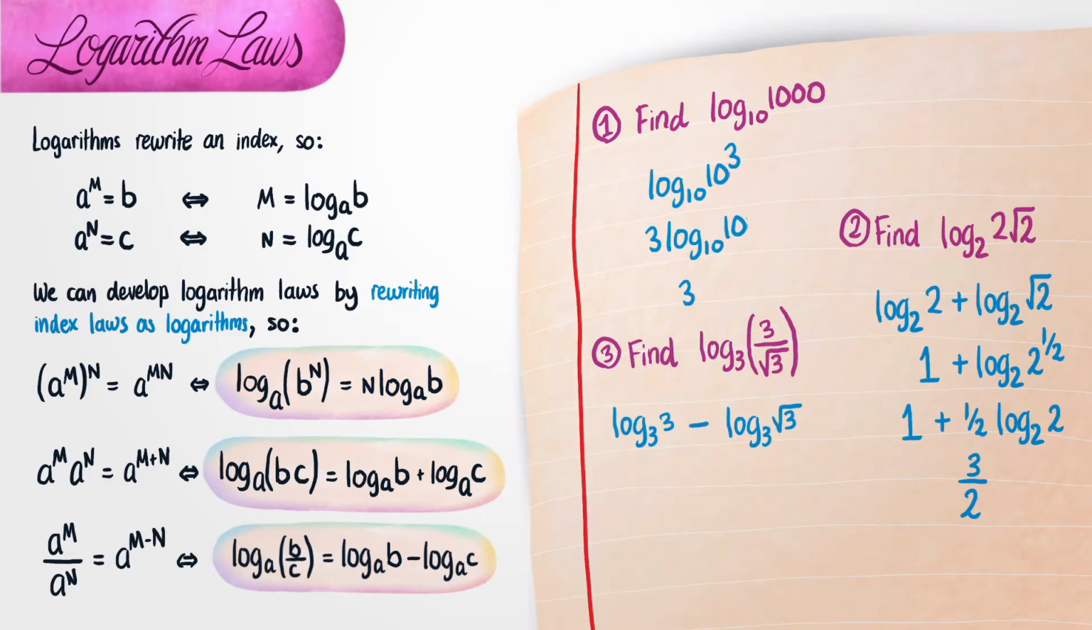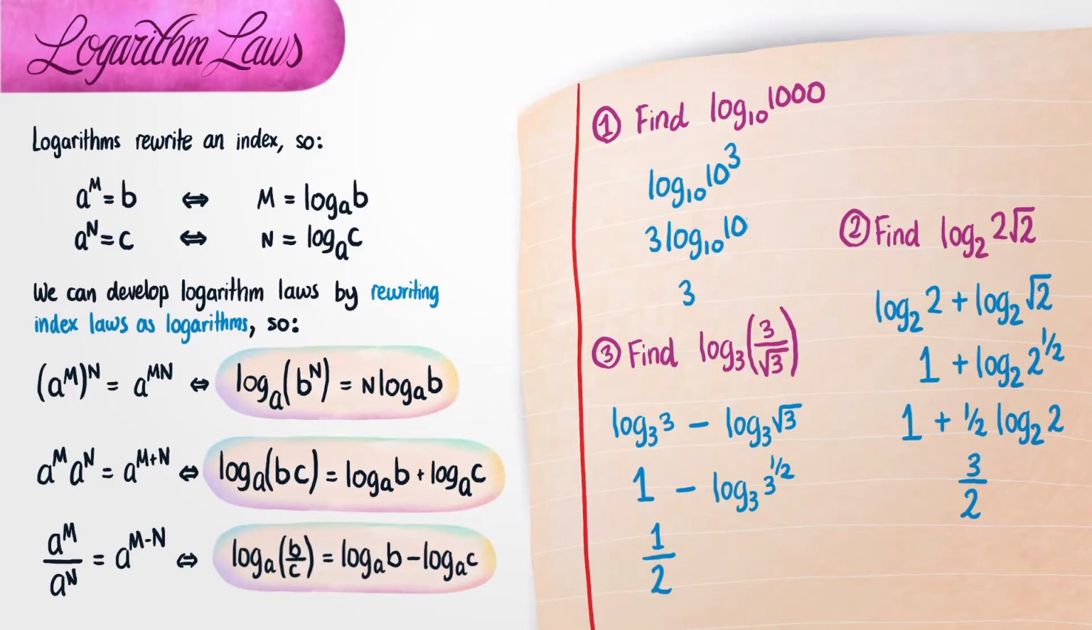Now, just like last time, we know that the log base 3 of 3 is just going to be 1, and then this root 3 can be rewritten as 3 to the power of 1 half. Now again, this 1 half can come out in front, and then the log base 3 of 3 is just 1 again. So we just have 1 minus 1 half.